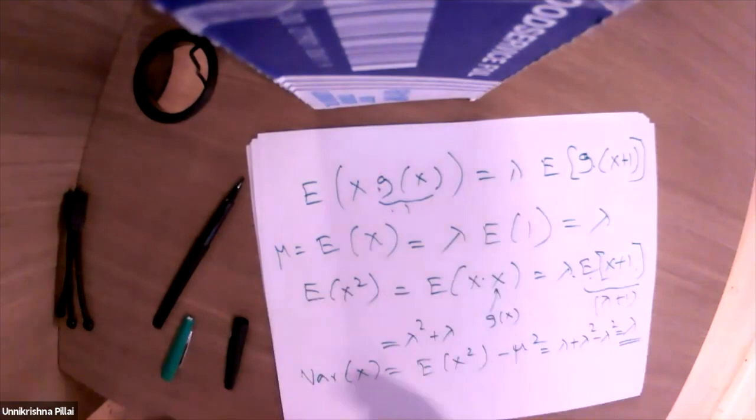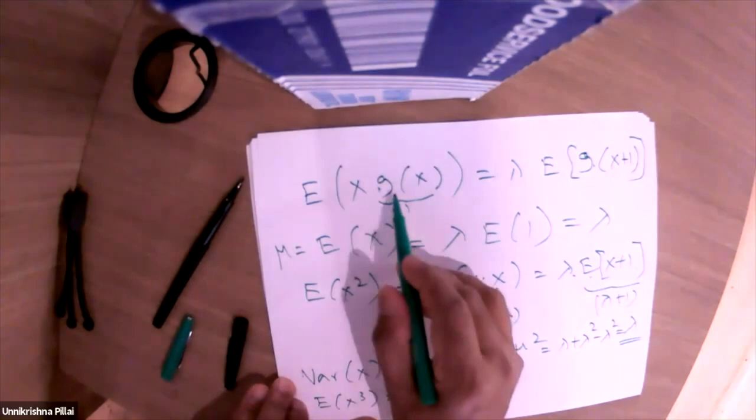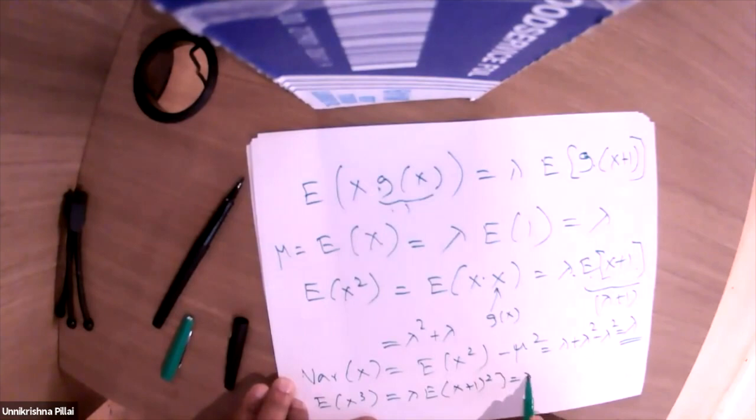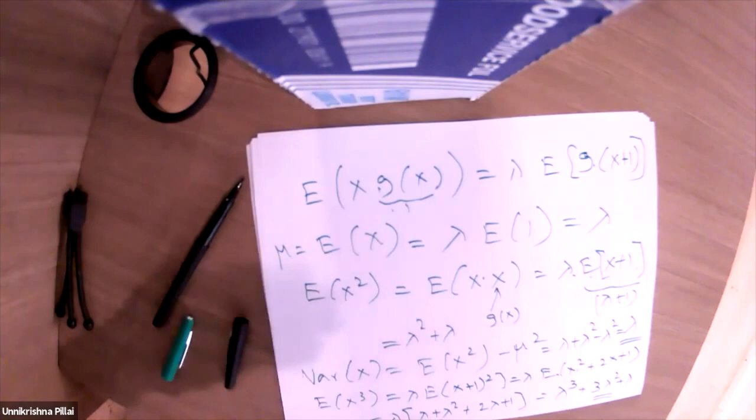And I can use this to compute the expected value of x cubed. That's going to be lambda multiplied by, so x cubed is x multiplied by x squared. So g(x) is going to be x squared. So this is x plus 1 the whole squared. So if you expand this, this is the expected value of x squared plus 2x plus 1. So that's lambda multiplied by, the expected value of x squared is somewhere here, lambda plus lambda squared, plus 2 times the expected value of x, that's 2 lambda, plus 1. So that's lambda cubed plus 3 lambda squared plus lambda, etc. So you can use this to find the expected value of x to the 4, x to the 5, etc. All the moments.